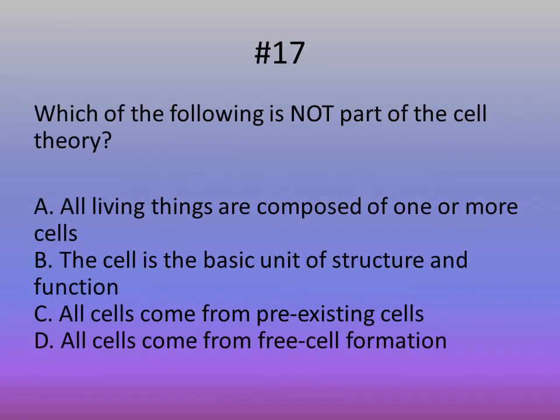Number 17. Which of the following is not part of the cell theory? A. All living things are composed of one or more cells. B. The cell is the basic unit of structure and function. C. All cells come from pre-existing cells. D. All cells come from free cell formation.